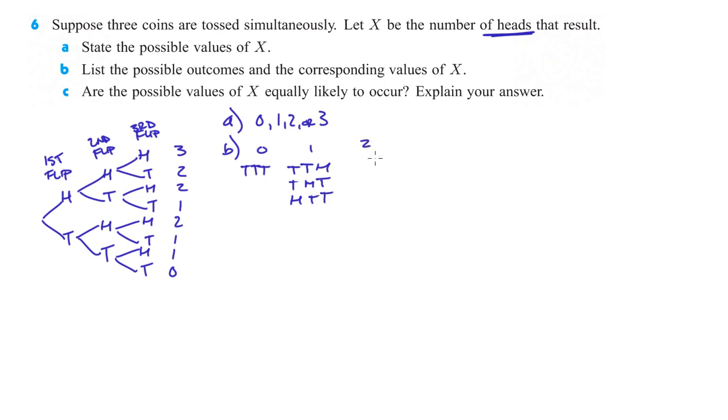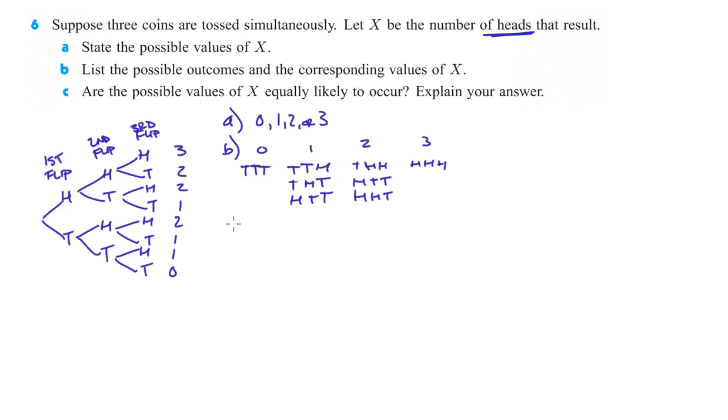And then what are the ways we can get 2 heads? That is going to be tails, heads, heads. And then we also have heads, tails, heads. And we also have heads, heads, tails. And then there's only one way to get 3, and that's all heads. So now we've listed the possible outcomes and the corresponding values of x. That's how we get 0, 1, 2, and 3 heads.